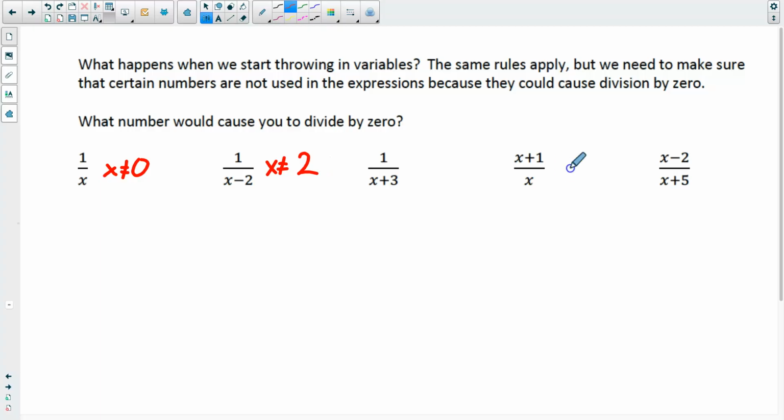What can x not be? 0. Can it be -1? Yeah, it can be -1. Because I don't care about my numerator, right? I only care about the denominator. So this can be -1, it can be 30, it can be 50, it can be an infinite number of numbers. The bottom just cannot be 0.